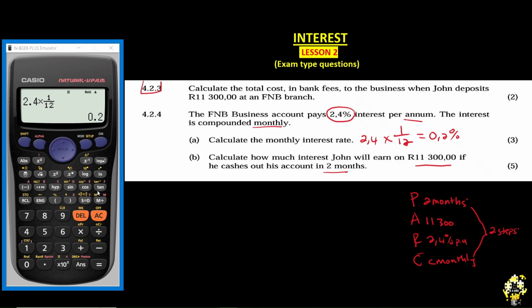I'm going to call them steps. You need to get used to that. We are going to call them steps. So now let's get here. Let's say that month 1 is our step 1.